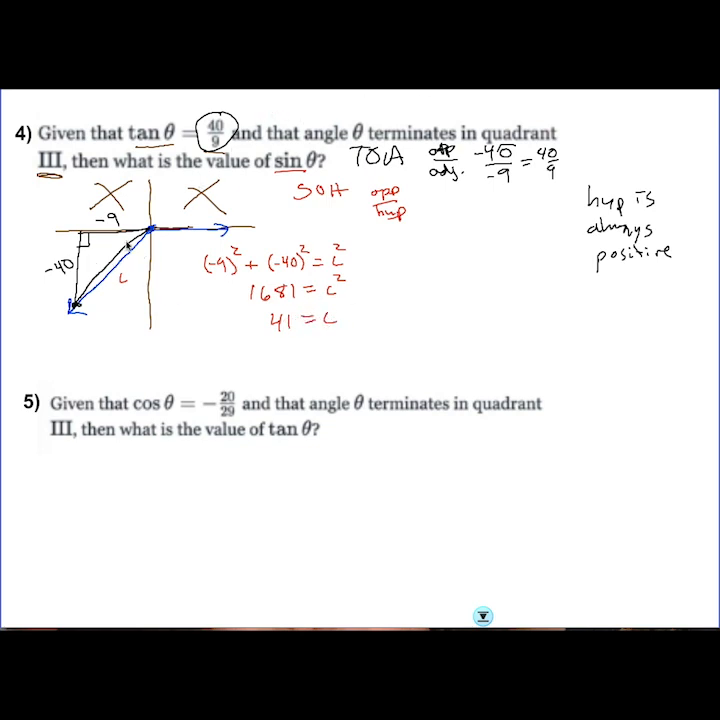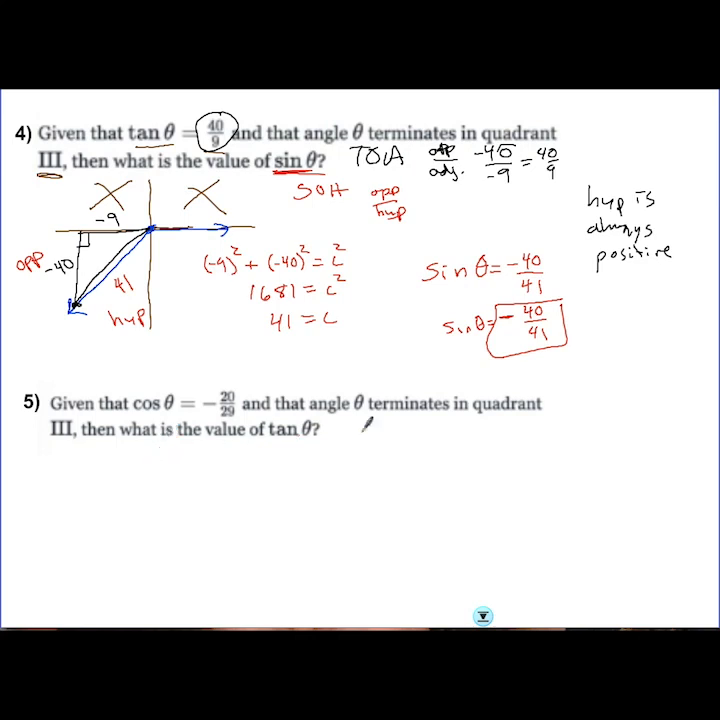That makes this measurement right here 41 degrees. Sorry, 41 units, which allows us to find out what the value of sine is. So the sine of this angle is opposite over hypotenuse. This is my opposite side, and this is my hypotenuse side. So it's negative 40 over 41. If I simplify that, I'm just going to put the negative sign right out in front. And that's what the sine of angle theta is.